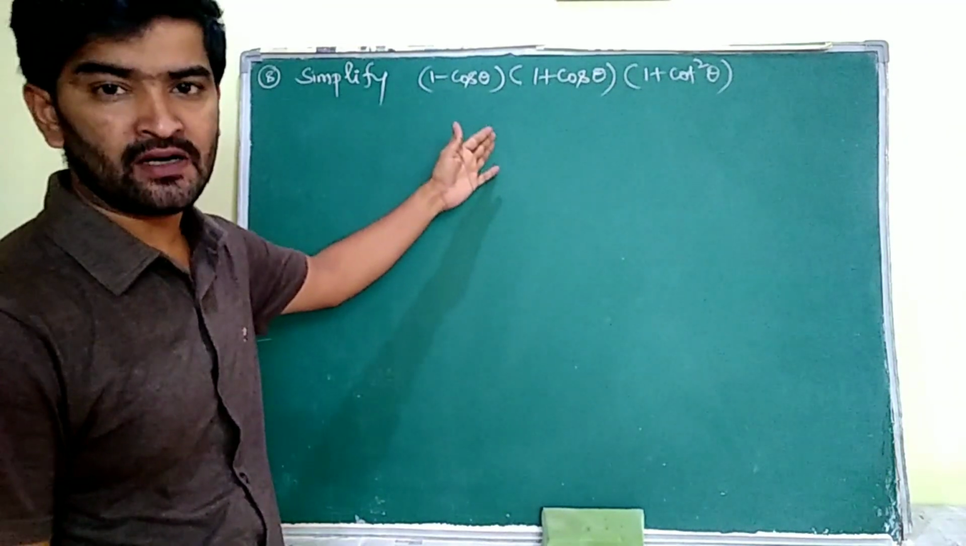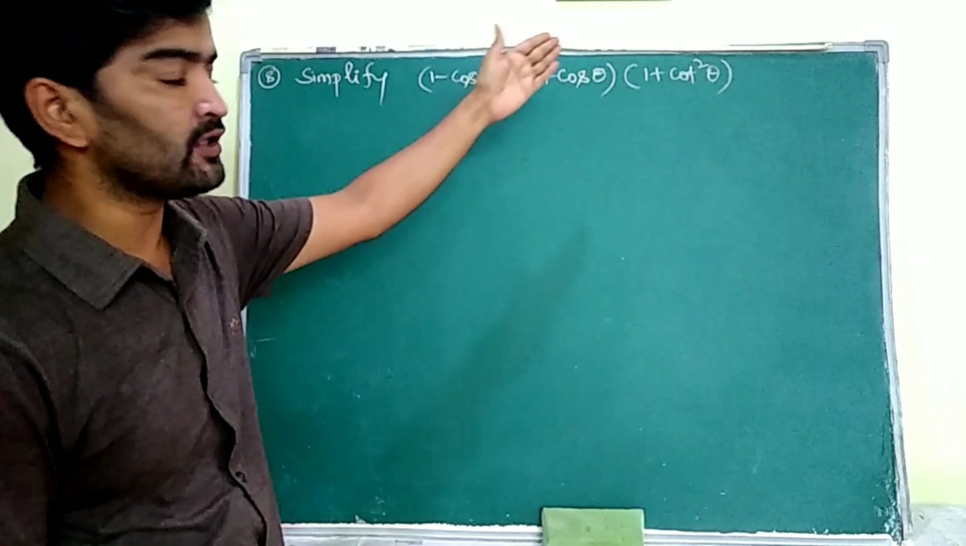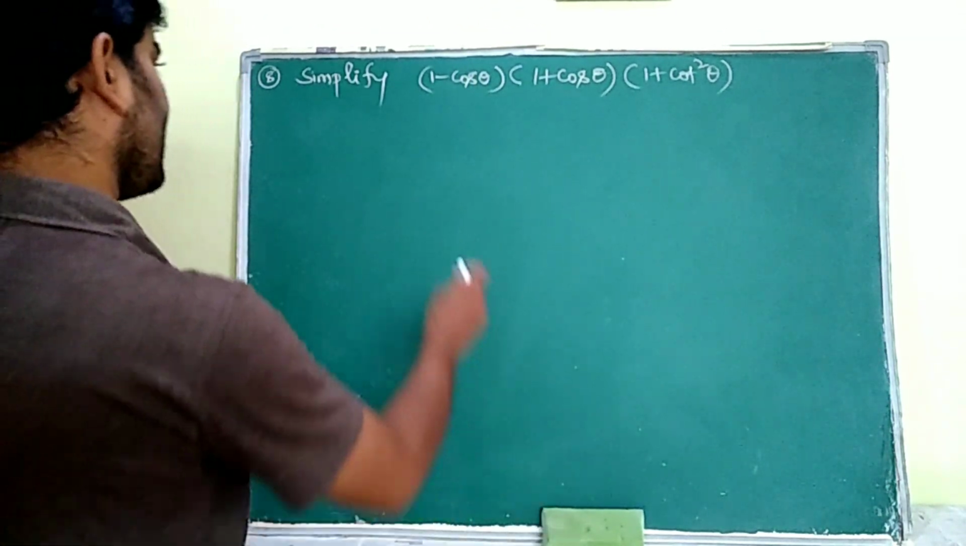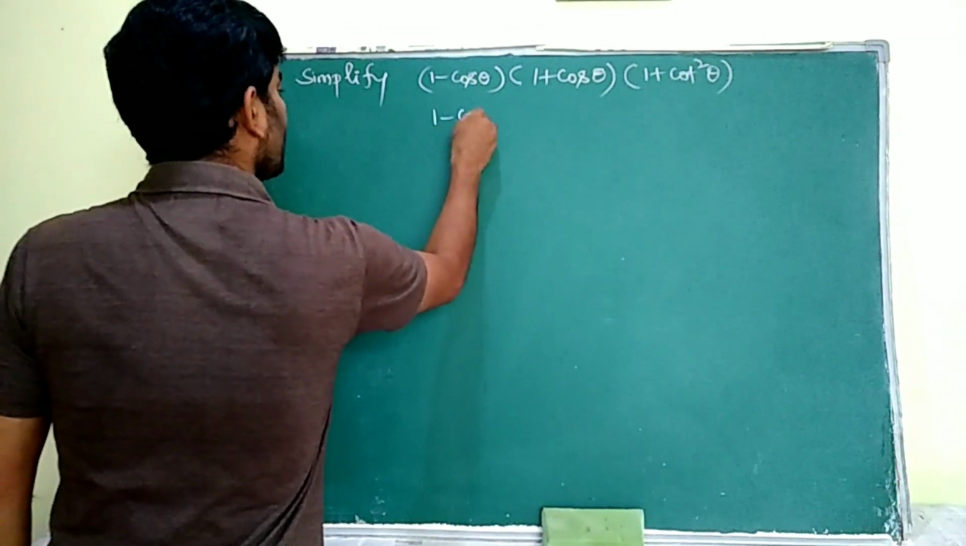Simplify 1 minus cos theta into 1 plus cos theta into 1 plus cot square theta, is asking. So, first write the given question.